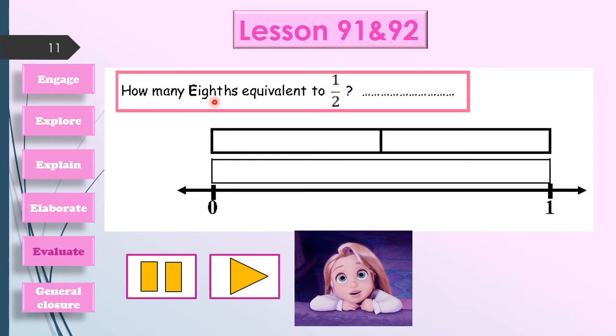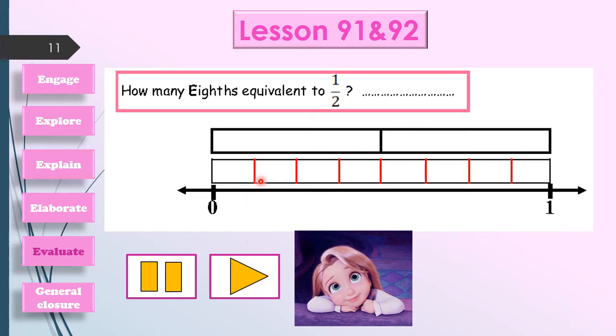How many eighths are equivalent to half? What's the meaning of eighths? Yes, 8 equal parts. Let's divide this fraction strip into 8 equal parts, starting from half. Then divide each part into 4 equal parts, like this. And try to make it as equal as you can. Then to draw 8 equal parts, we have 7 dashes. Here, let's write the name of each dash.